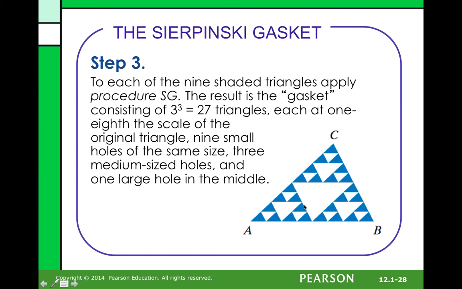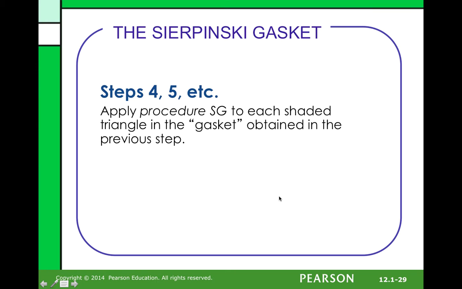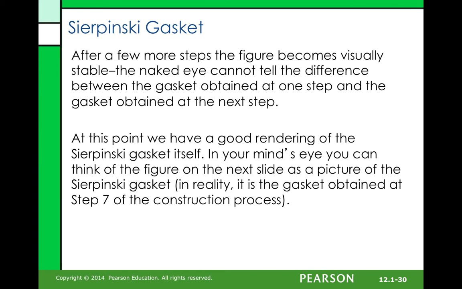So the size of the holes that you create decreases. On the very next step, we're going to get even smaller little holes. So to obtain the Sierpinski gasket, you just keep doing this over and over and over again. After a few more steps, just like with the snowflake, the figure becomes visually stable and the naked eye won't be able to tell the difference between step 1,000,000,000 and step 1,000,000,001. So at this point, we have a good rendering of the gasket itself.